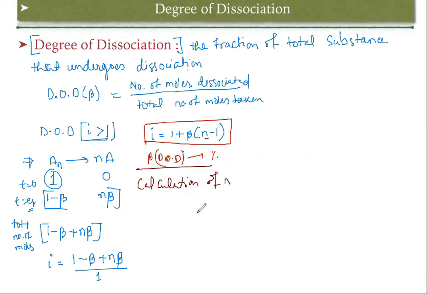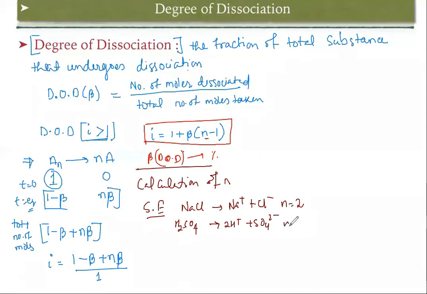n. So for strong electrolyte, let us take NaCl. NaCl will form Na+ and Cl-. So here n is equal to 2. You can think of H2SO4. H2SO4 will give 2H+ and SO4 2-. So here n is equal to 3. So 3 moles have dissociated. That's why it is 3.